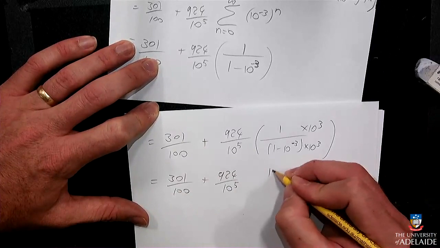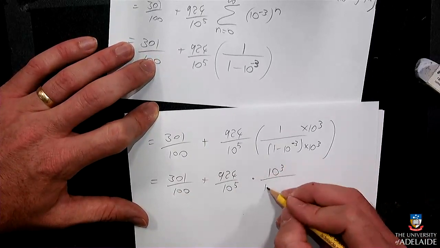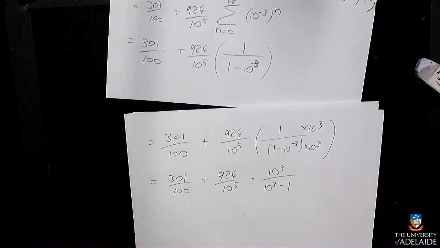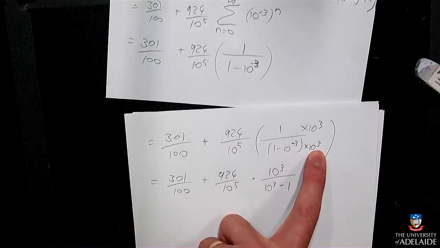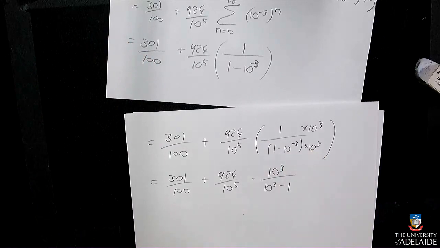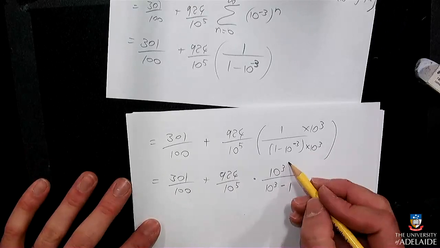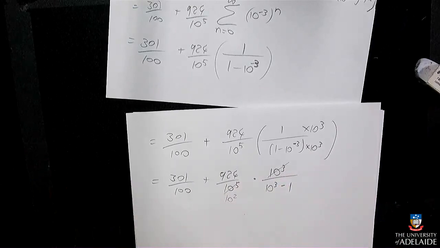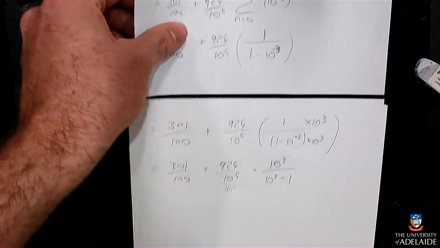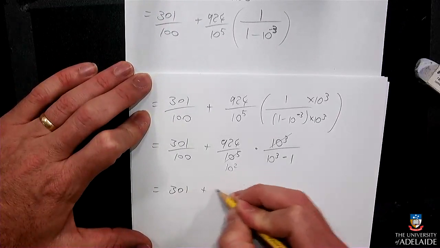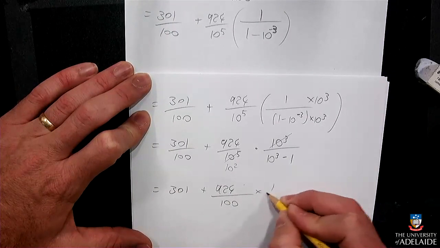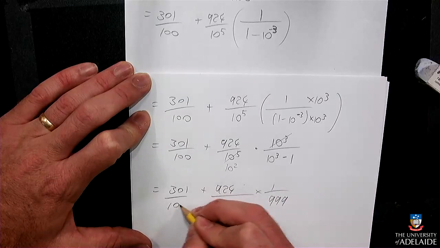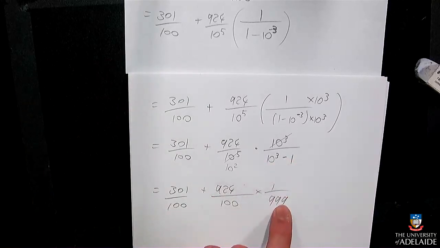So I have on the top 10 to the 3, and on the bottom 10 to the 3 minus 1. Because 1 times 10 to the 3 is 10 to the 3. 10 to the minus 3 times 10 to the plus 3 is 10 to the 0, which is 1. Sweet. Nothing up my sleeves. This cancels with most of this to give me a 10 squared. Ten cubed is 1,000. 1,000 minus 1 is 999.